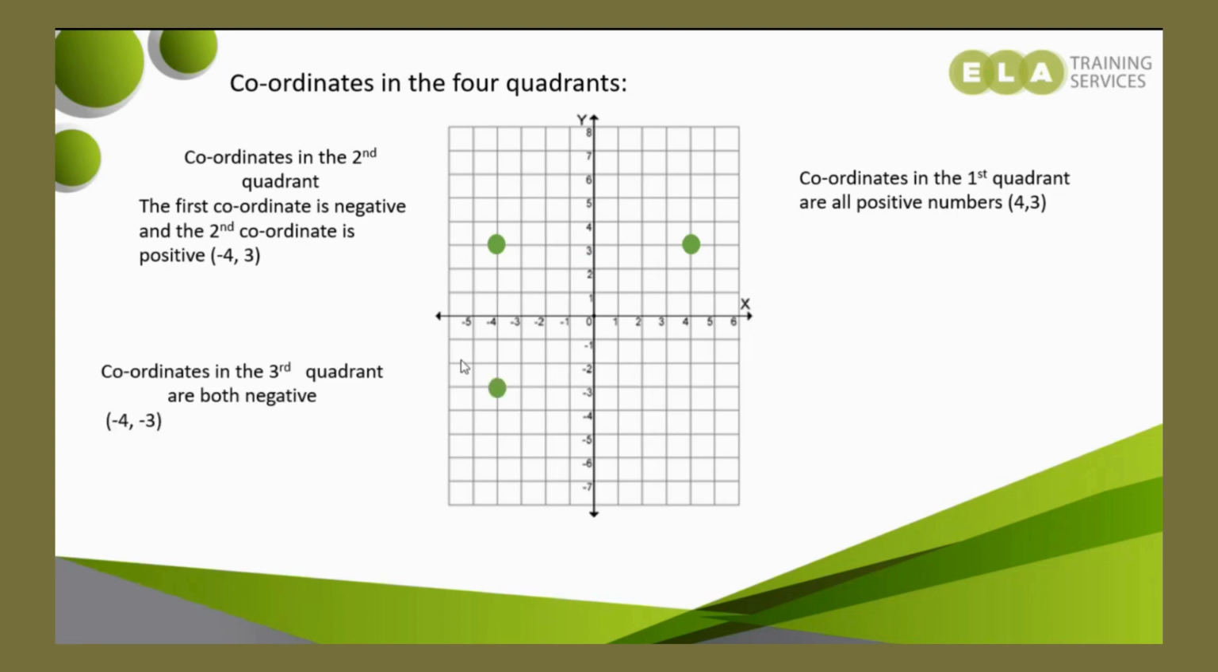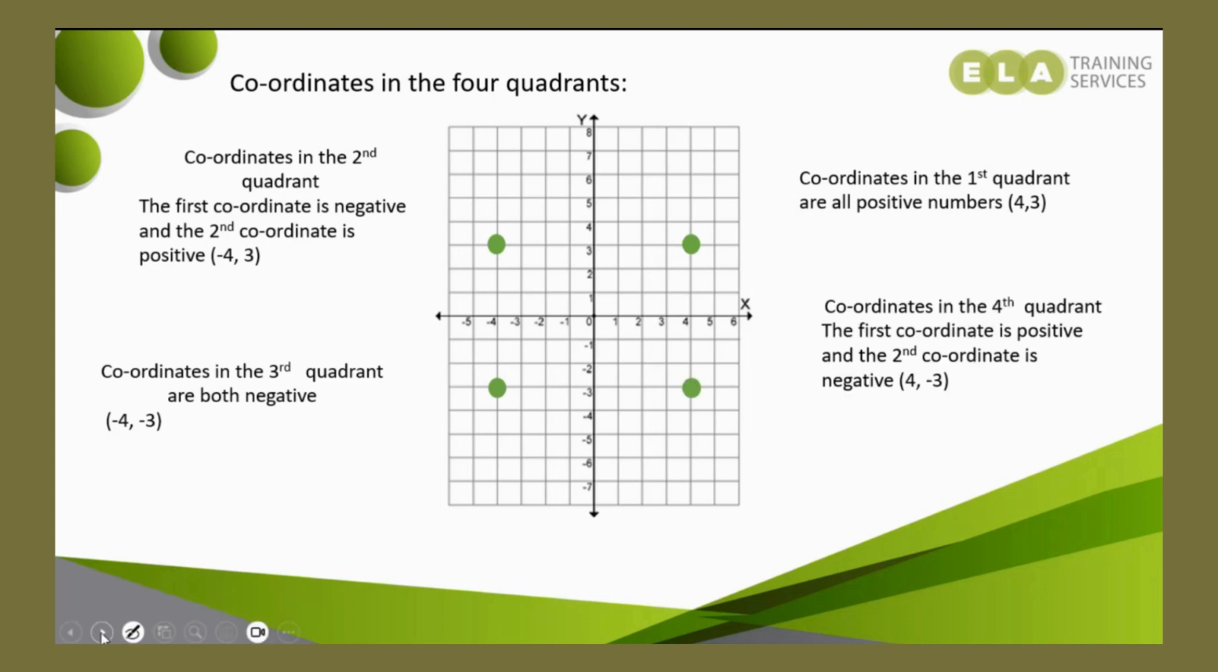Then our third quadrant, both numbers are negative. So we've got -4, 3. And then our last quadrant, one is negative and one is positive. So our x-axis is positive and our y-axis is negative. So 4, 3. And we would write them in brackets with a comma in between.